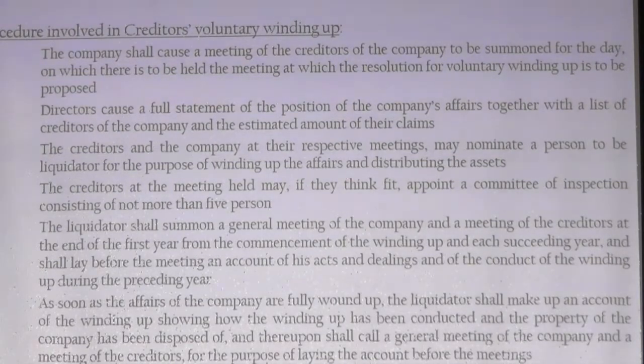The liquidator shall summon a general meeting of the company and a meeting of the creditors at the end of the first year from the commencement of the winding up, and each succeeding year if the voluntary winding up cannot be completed within the first year's period, and shall lay before the meeting an account of his acts and dealings and of the conduct of the winding up during the preceding year.